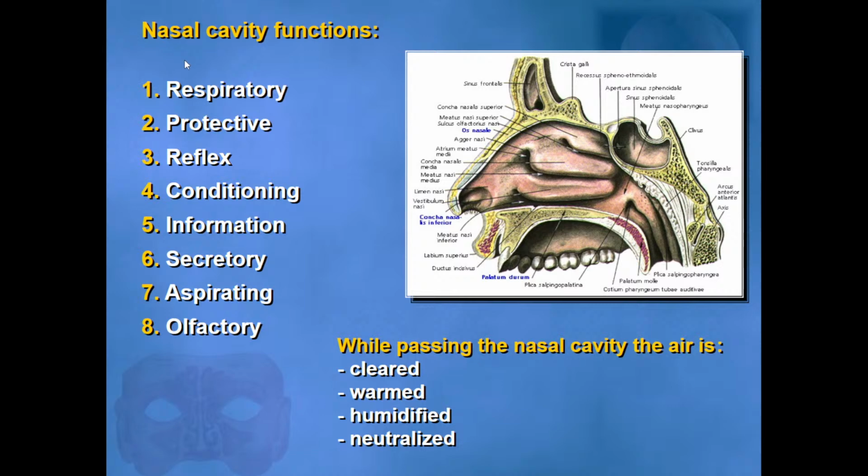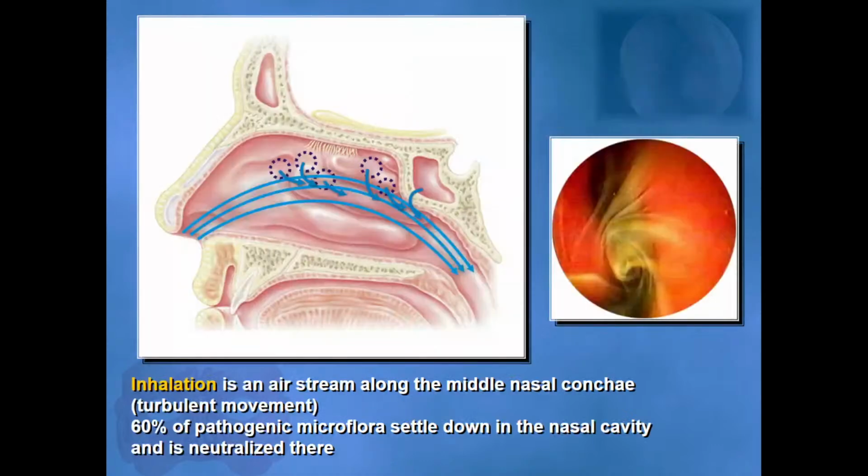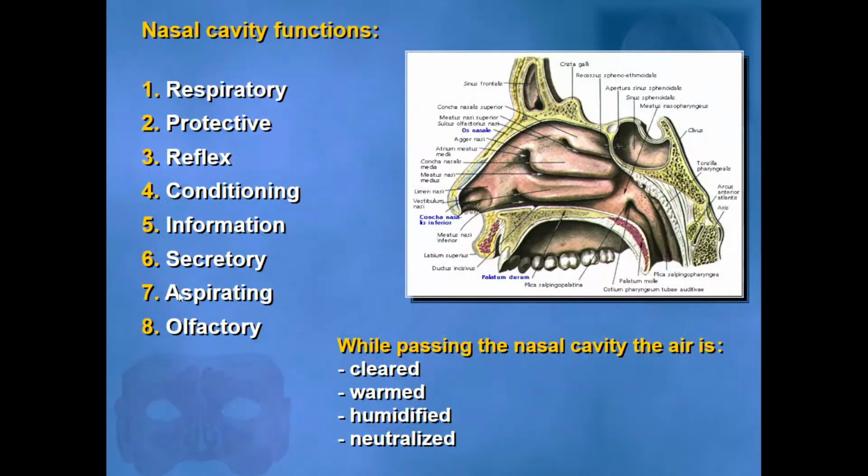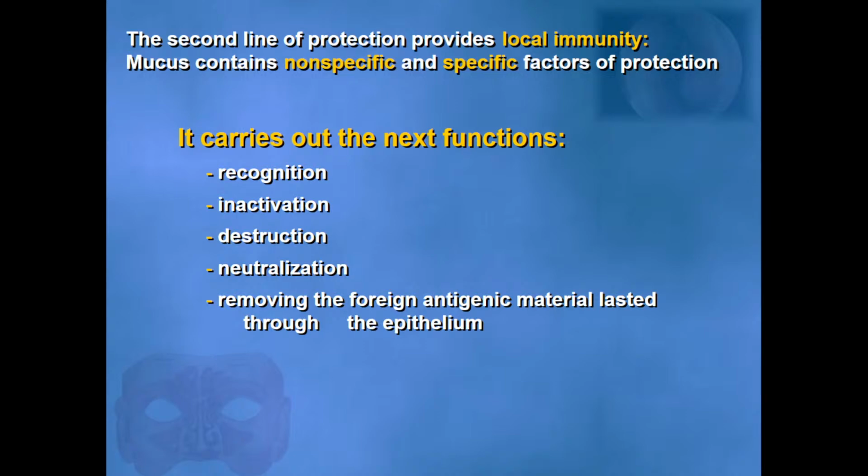You remember that the nasal cavity has some functions: respiratory function, protective, reflex, conditioning, information, secretory, aspirating, and olfactory. Respiratory is very obvious. What does protective mean? Returning back to this slide, it provides local immunity, with non-specific and specific factors of protection.